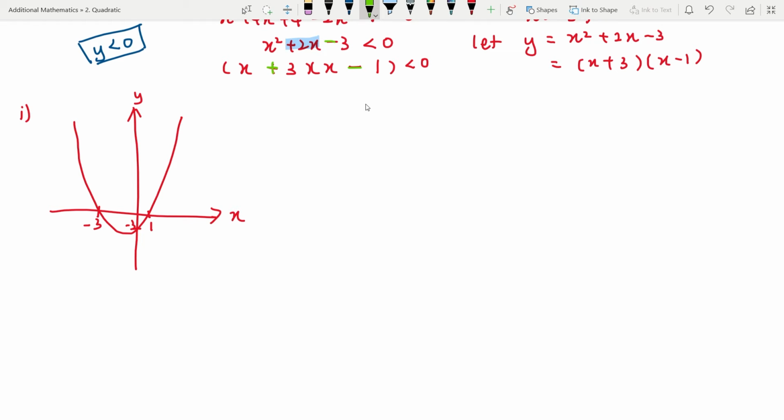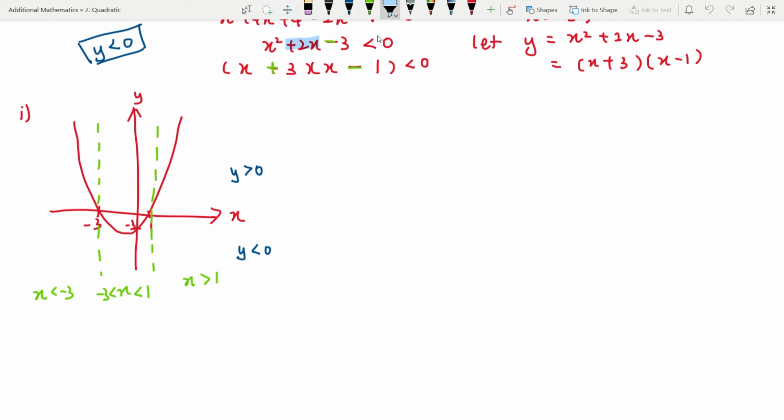Let's divide the x-axis into 3 sections. This section is x is less than negative 3. The middle section is x is between negative 3 and 1. And this section is x is greater than 1. The section above the x-axis will be y is greater than 0. And the section below the x-axis will be y is less than 0.